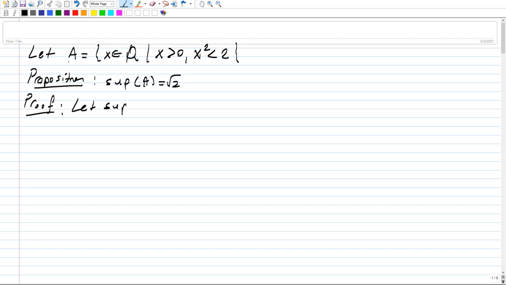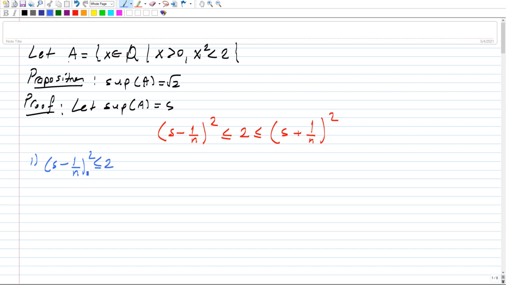Let the supremum of the set be S. Now we have a key idea. First, we are going to show the following inequality. We need to show that. First, we need to show the left hand side. So how are we going to do it? It's 1 over n square, 2.